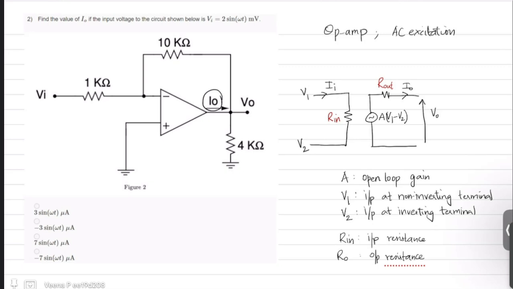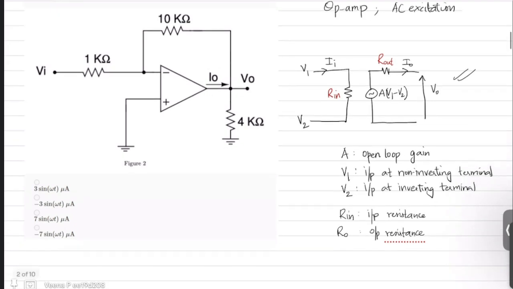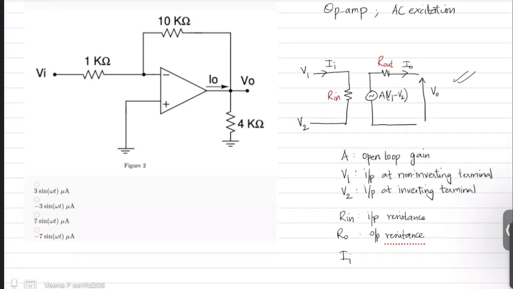Hope you could solve the question on your own. Now let us discuss the solution. The equivalent circuit of an op-amp is shown, where V1 and V2 are the inputs to the non-inverting and inverting terminals. R in and R out are input resistance and output resistance. A is the open loop gain, which is usually very high. I is the input current, and I0 is the output current.